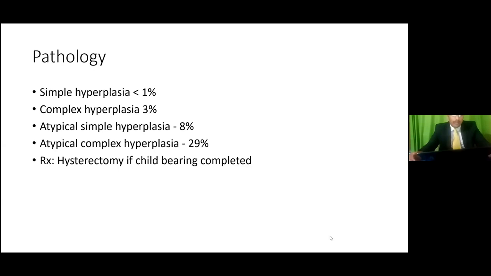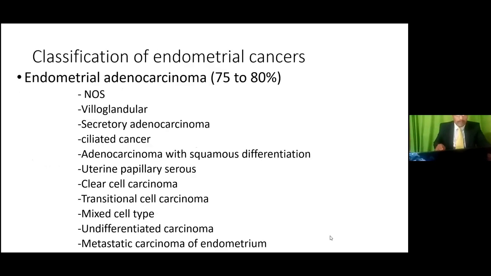For both atypical simple and atypical complex hyperplasia, the management is: if she has completed childbearing, then we can go for hysterectomy. If she has not completed childbearing, then we can go for progestational therapy. So we have completed the pathology.